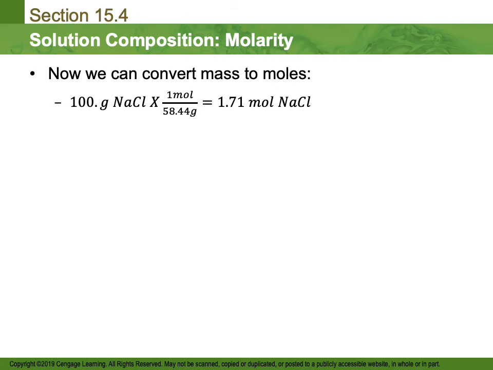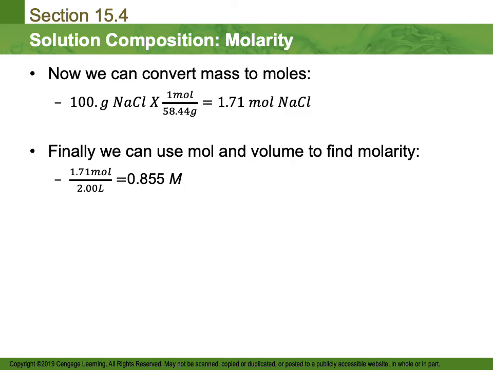And now finally, we can set up our molarity relationship. So from the problem on the previous slide, we know that the volume of the solution was 2.00 liters. We now have the moles of 1.71 moles. 1.71 moles divided by 2.00 liters gives us a molarity of 0.855 molar. And this is 3 significant figures, which is all you need to worry about for these problems.